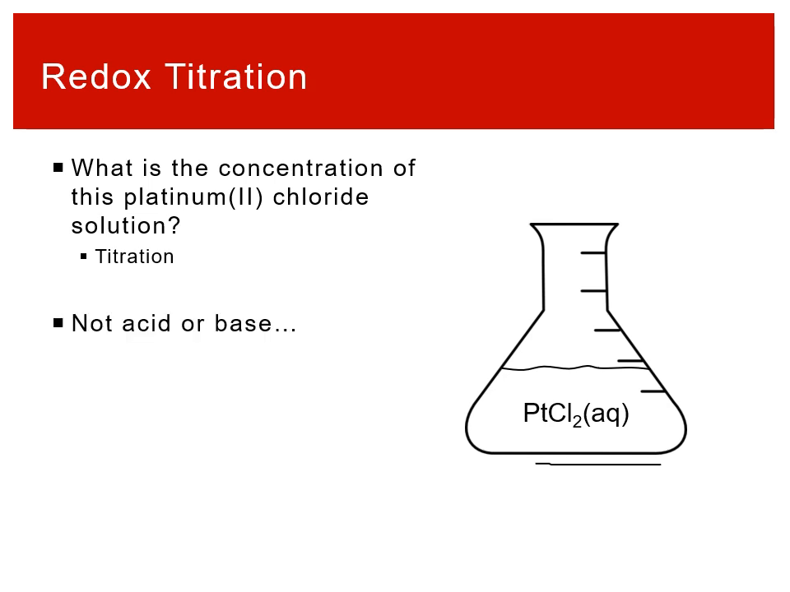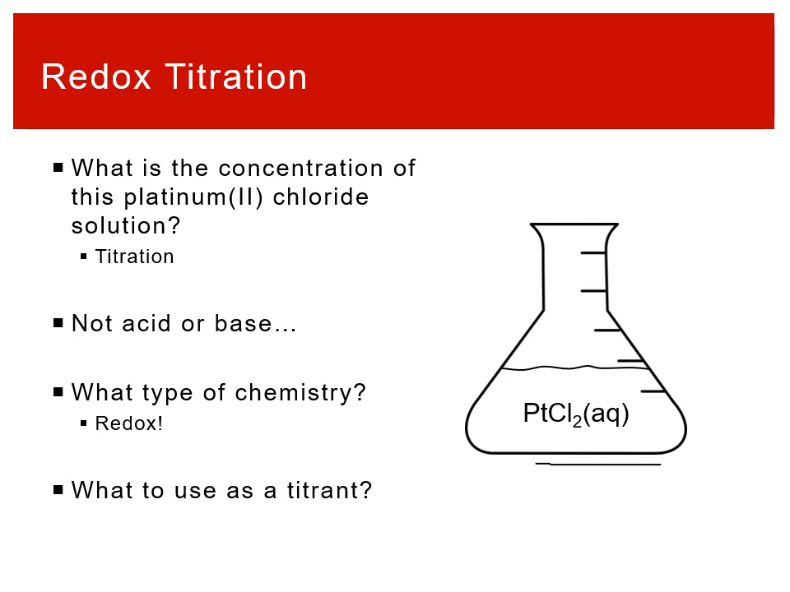Thing is, platinum 2 chloride, that's not an acid and it's not a base. So I can't use acid-base titration. I'm going to need to use redox chemistry. And we're going to see that you get away with using redox chemistry a lot. You can generally do that. There's a much wider applicability than when it comes to doing acid-base titrations, which you're fairly limited on.